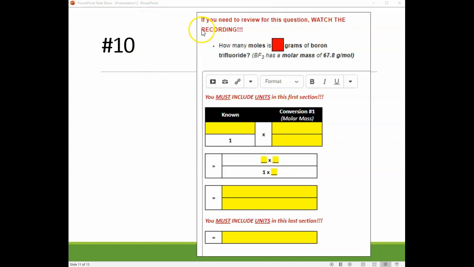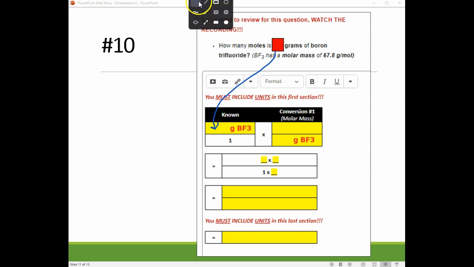Question number 10 is now asking for the moles, that is the number of grams of boron trifluoride. So again, we need to start off with what we know here. So right here, I do know the grams of boron trifluoride. So you're going to plug in that first number that you see. And again, units here should be G space BF3, boron trifluoride, exactly as you see it right here. Now we want to get rid of grams of boron trifluoride, so in the next step it needs to go on the bottom.